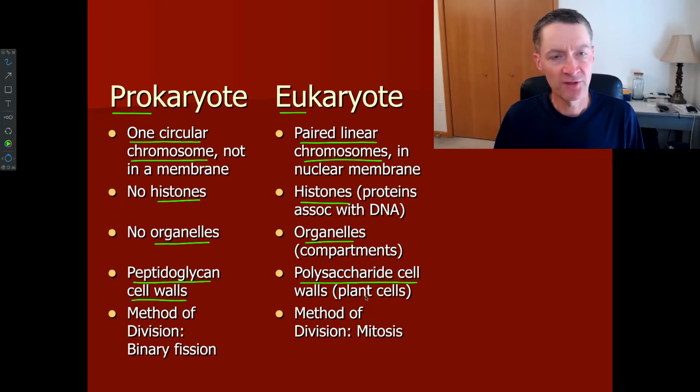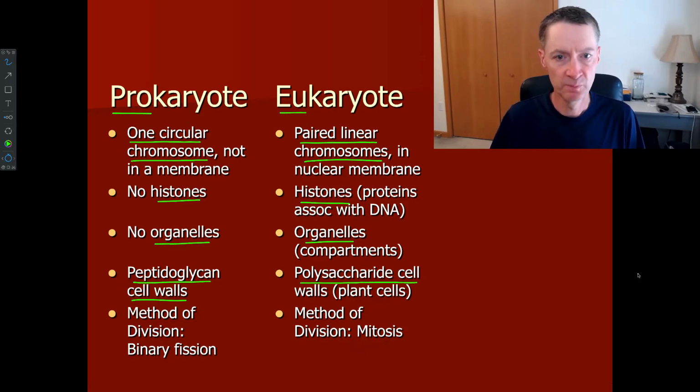And finally, we're going to see a difference between these eukaryotes and prokaryotes in the way they replicate themselves. Binary fission is the method of division when it comes to prokaryotes. We're going to really give that a lot more attention when we get into population growth, and especially when we get into the genetics of it, because we're going to have to get into some microbial genetics. Versus mitosis is the way that a eukaryotic cell replicates itself.